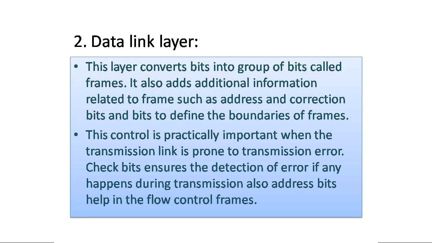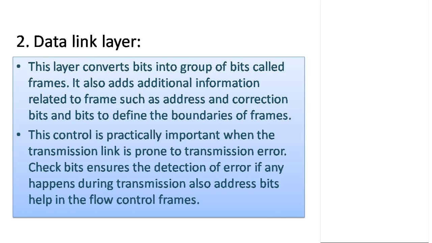2. Data link layer. This layer converts bits into a group of bits called frames. It also adds additional information related to frames such as address and correction bits and bits to define the boundaries of frames. This control is practically important when the transmission link is prone to transmission error. Check bits ensure the detection of error, if any happens during transmission. Also address bits help in the flow control of frames.